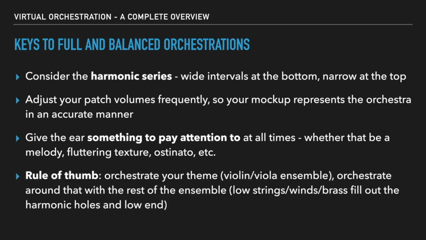As a general rule of thumb, this is my personal approach, I would orchestrate the theme first, the main melody. Let's say in this case, it's a violin or viola ensemble. Then you want to orchestrate around that with the rest of the ensemble. So maybe that's the low strings because we've already used the higher strings for the melody, right? You might also want to use the woodwinds and the brass to fill out the harmonic holes and the low end as well. Depending on what you're using for your core lead melody, because that's the most important thing, the melody is king, right? As a result, you also want the orchestration choices there to be very deliberate.